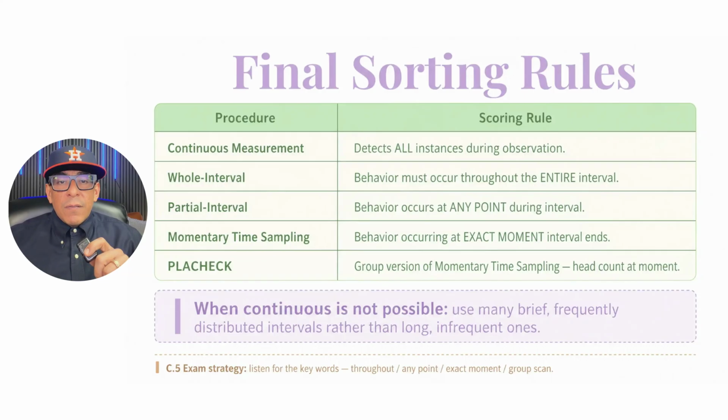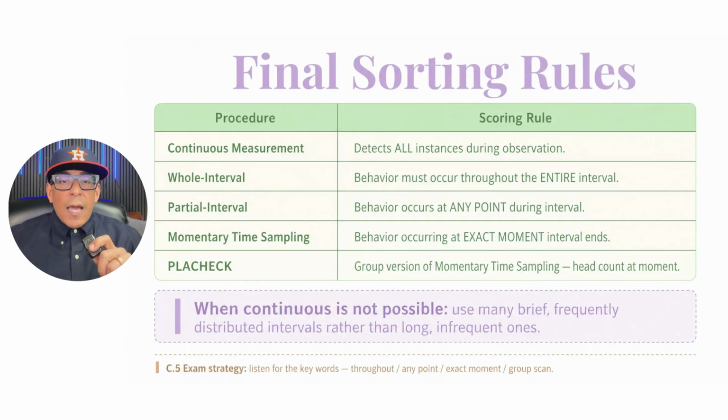Ideally, all occurrences of the behavior of interest should be recorded. When continuous measurement is not possible, Cooper says it is generally preferable to sample many brief observation intervals evenly distributed throughout the session rather than using longer, less frequent intervals.